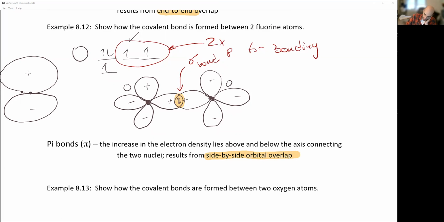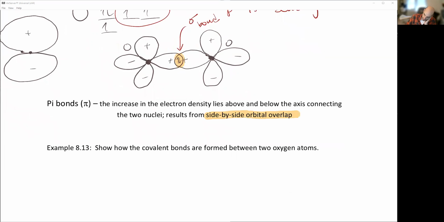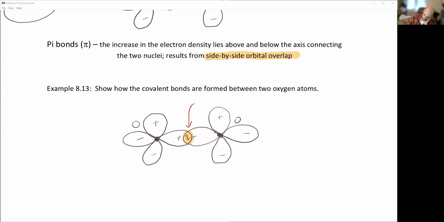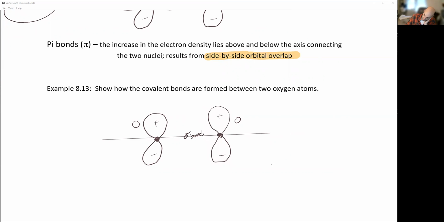So if I kept going, and in fact, I'm going to copy this and use this. If I ignore the sigma bond, because they're doing their thing, I'm just going to ignore the sigma bond. In fact, I'm just going to replace it with a plane. So this right here is my sigma bond, because it's going to be easier to see if I do it this way.